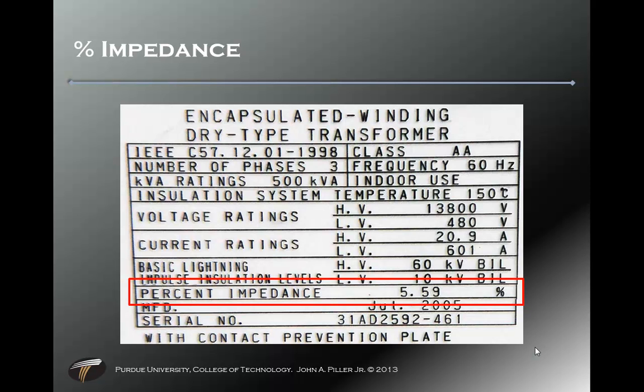And I've talked about nameplates before, but here's actually a nameplate. We've got a bunch of things here. We have a kVA rating, a frequency, voltage ratings on the high voltage side and the low voltage side, and current ratings. They already did the math for you, but you could have done that yourself. But here, percent impedance, 5.59%. All right, that's what we're going to talk about here.